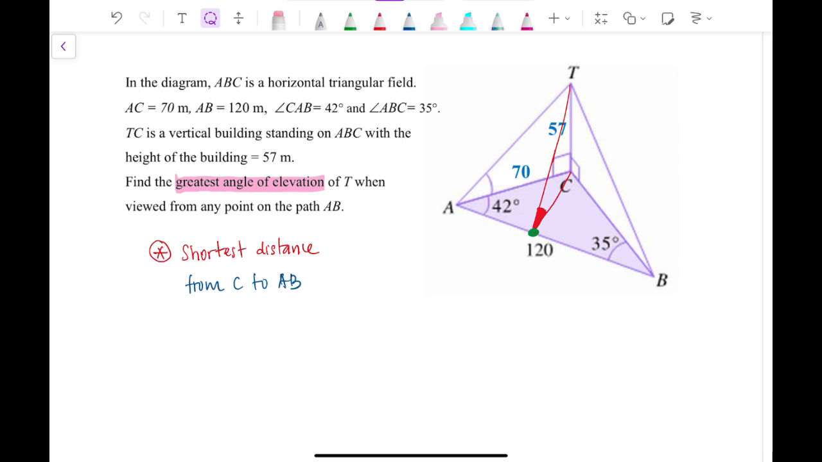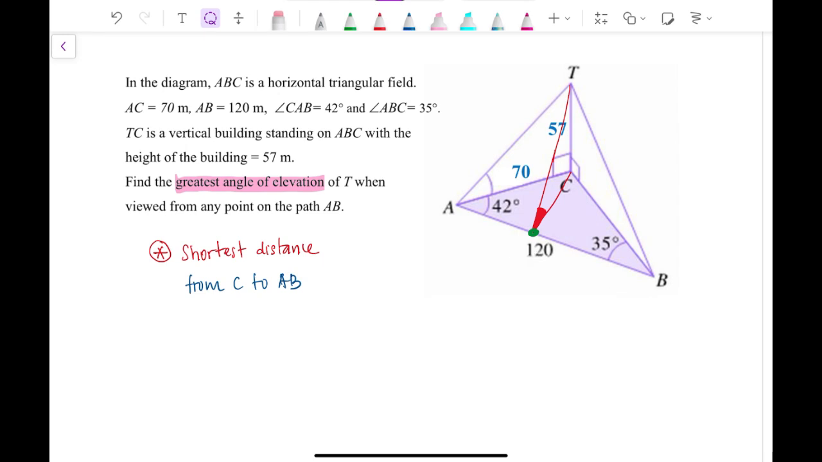Over here, we have a triangle ABC, and based on this, we are required to find the greatest angle of elevation from this tower T, viewed from the path along AB. So this is what we want to find.